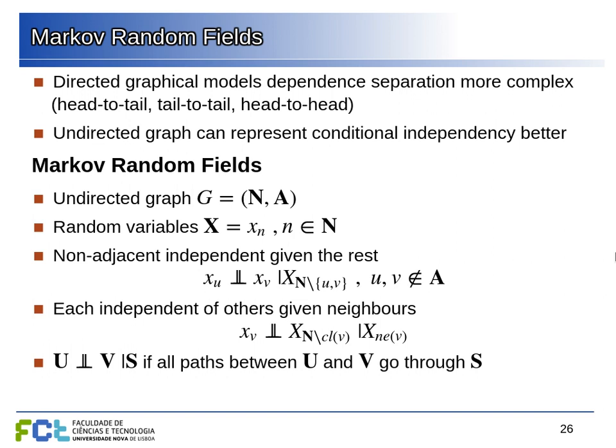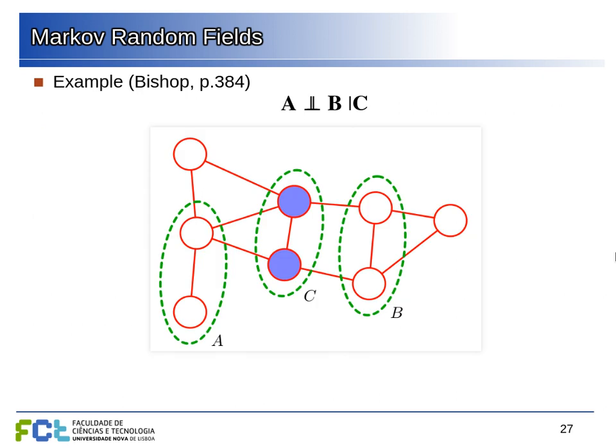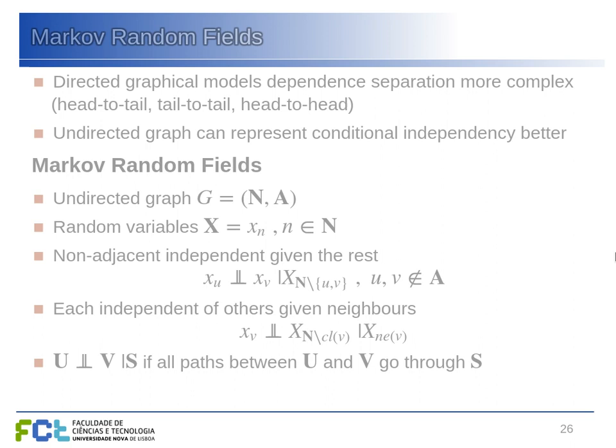So basically, two sets of nodes, U and V, are conditionally independent given S if all paths between nodes in U and nodes in V must pass through S. In Markov random fields, we are representing how the variables are related to one another, and how we can cut them into independent subsets by blocking the paths between them. This is an example from Bishop.